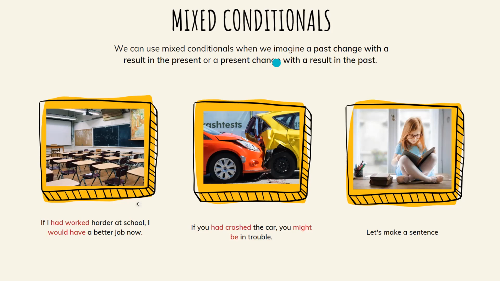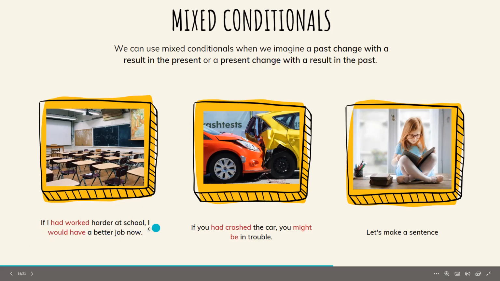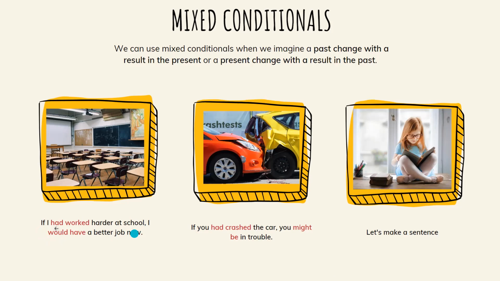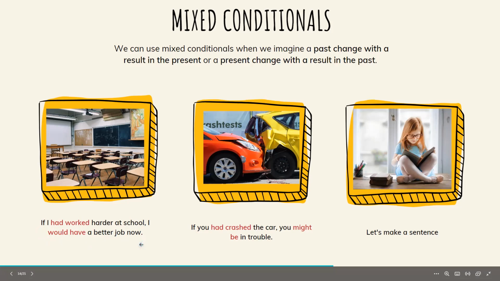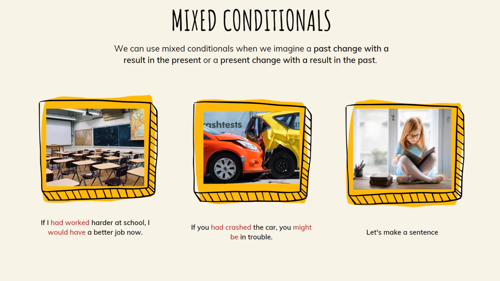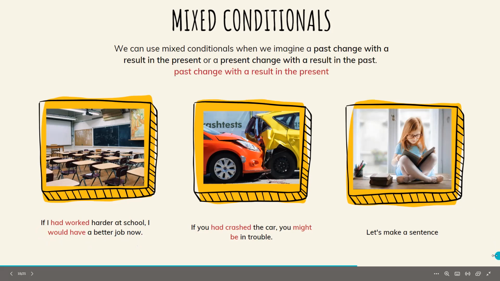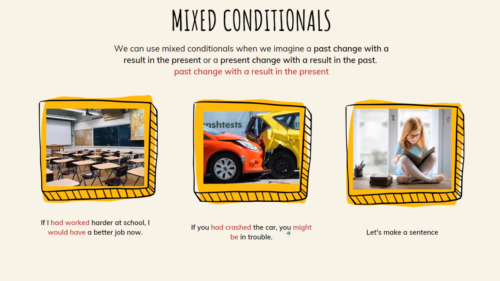So let's look at the sample sentences. If I had worked harder at school, meaning the guy didn't work hard enough, I would have a better job now. And now he doesn't have a good job. You see something? We see the change in the past and we see the result in the present. That is the first type of the conditional. So, past change with a result in the present. We are talking about this. If you had crashed the car, you might be in trouble. So thank God, the guy didn't crash his car and he's not in trouble right now, which is really good. You see?